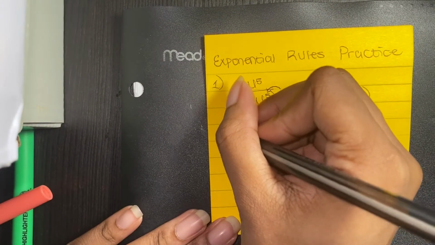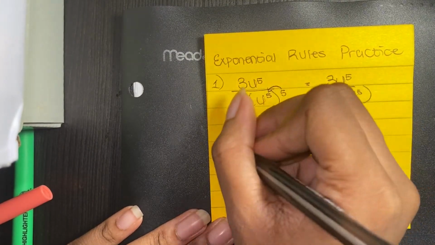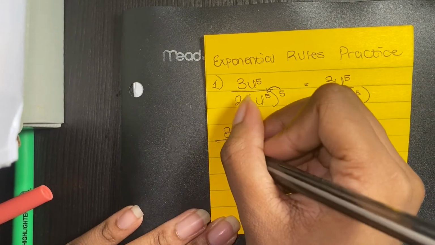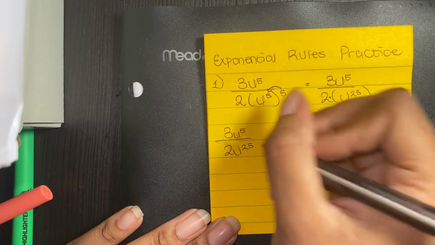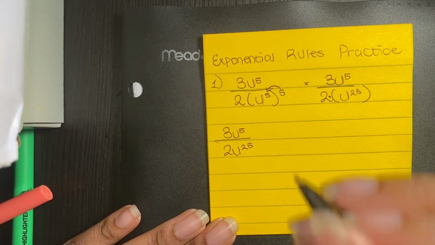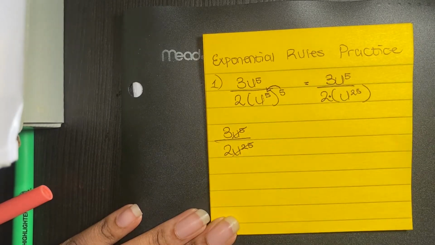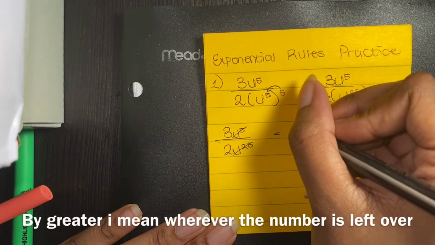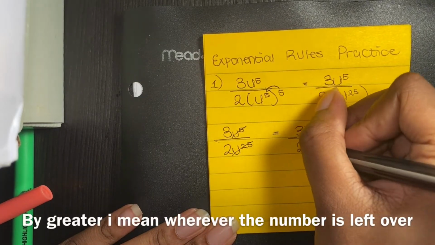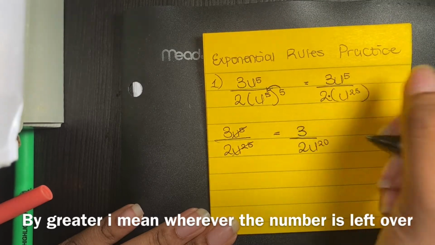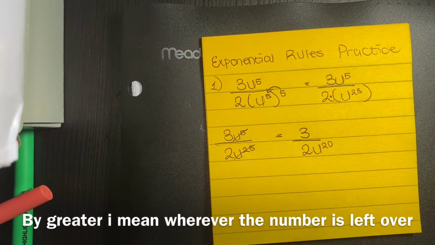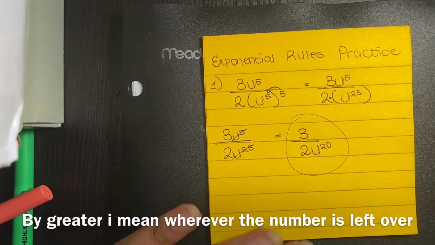Okay, so now you want to simplify it and break it down to the simplest form that you can. So 3 divided by 2 can't simplify. You just leave that as a fraction. And then when you divide the u to the fifth power by u to the 25th, you subtract, because for exponents, when you're dividing, you have to subtract. Don't divide, subtract, and leave it where it's greater.